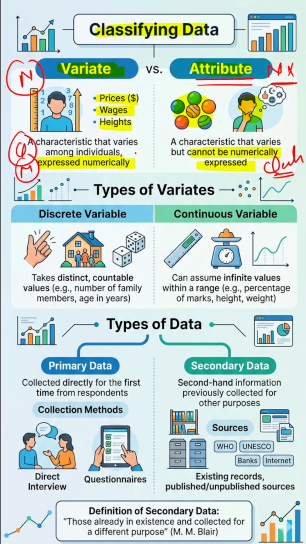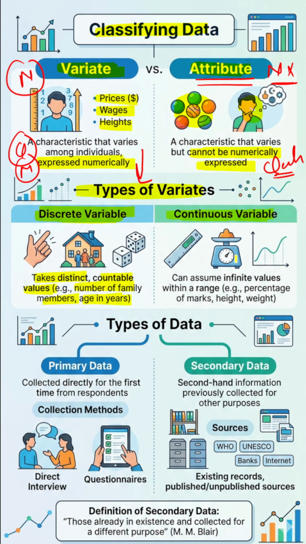Now, further, we can classify variates into two categories, discrete variable and continuous variable. These are the types of variates. What is a discrete variable? It takes distinct values. It can be a countable number. For example, age in years, the number of members in your family. So, you can count it. These are discrete variables.